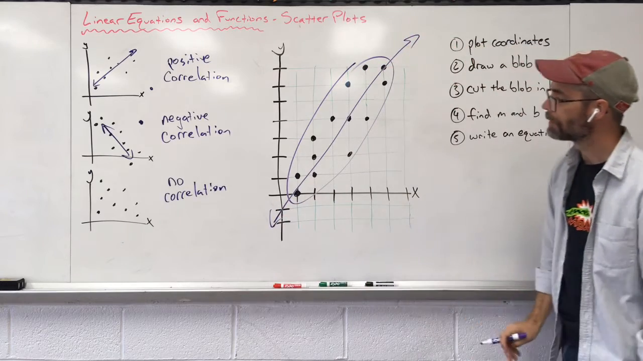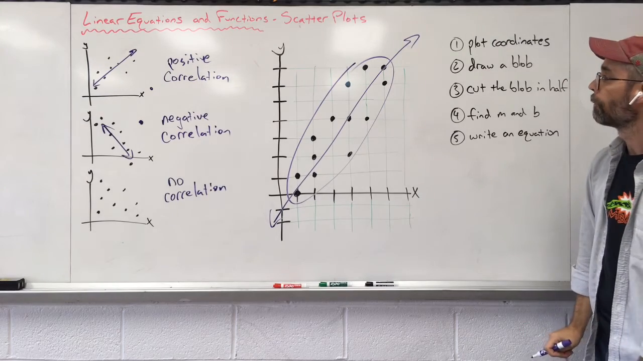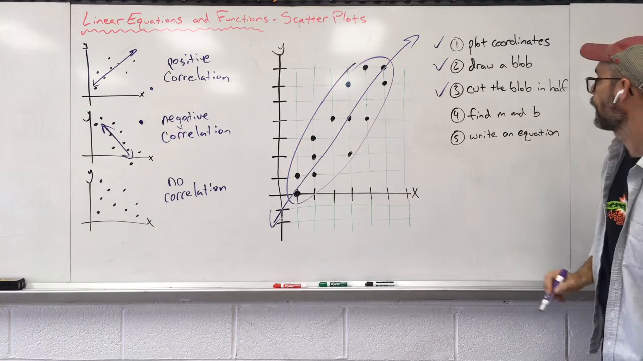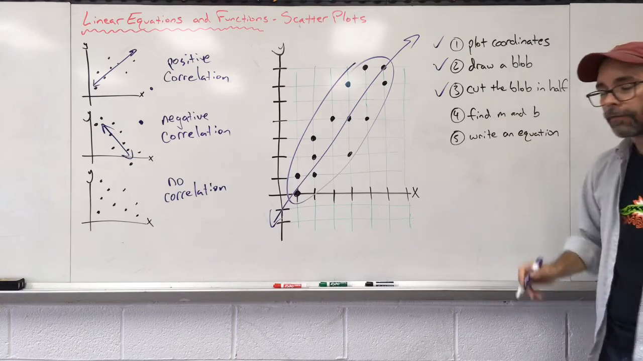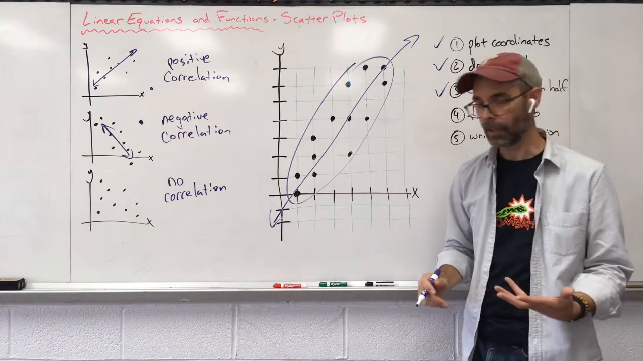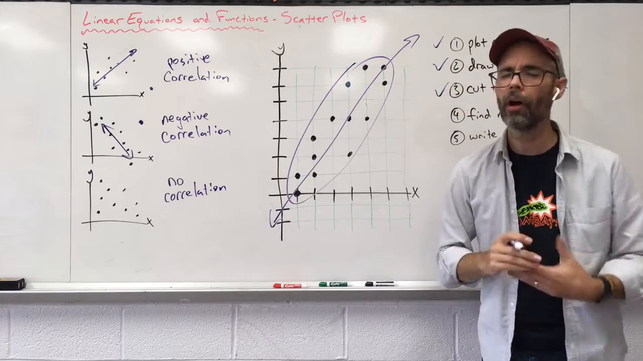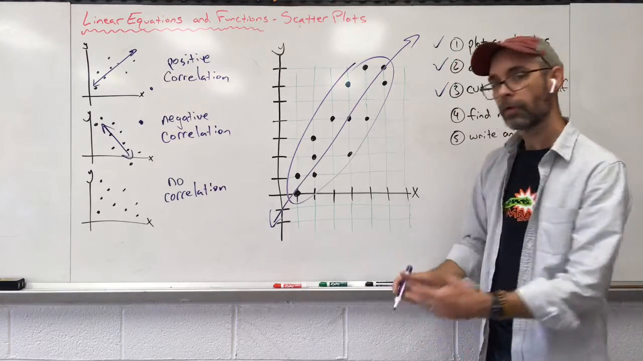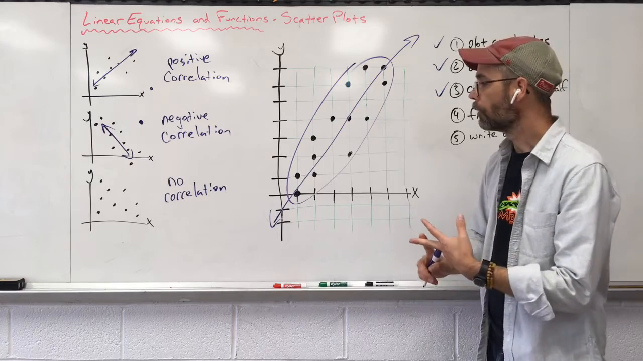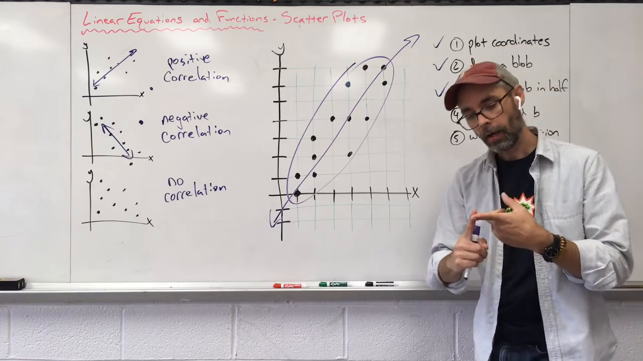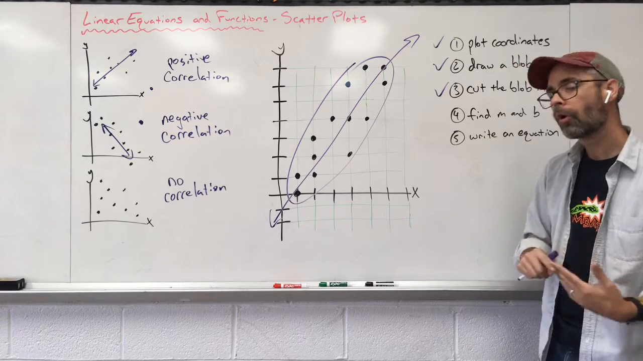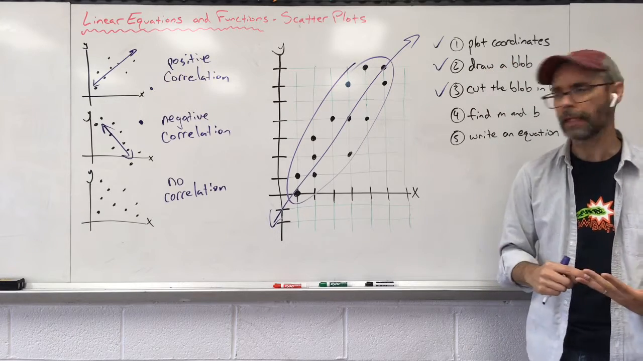And I want to draw a line as best as I could through it. Okay, so plotted, drew a blob, cut the blob in half. Now, we need to figure out what our slope and what our intercept is. There's tons of different things I can do to get here. Well, slope, you could find 2 points. You could use your slope formula, m equals y2 minus y1 divided by x2 minus x1. Or we could go back to the whole rise over run thing.